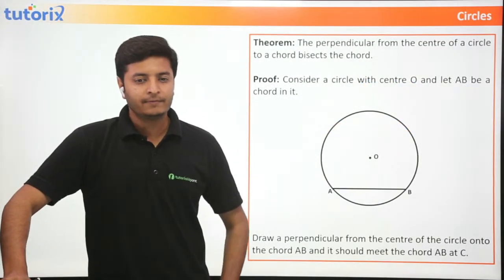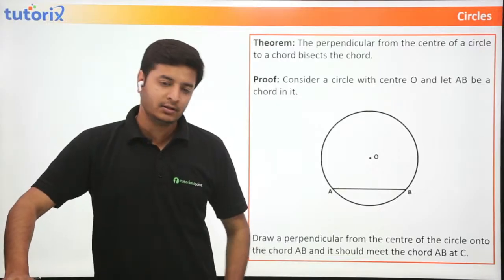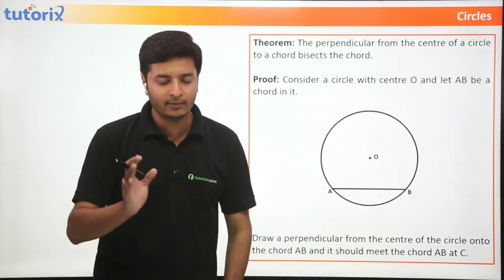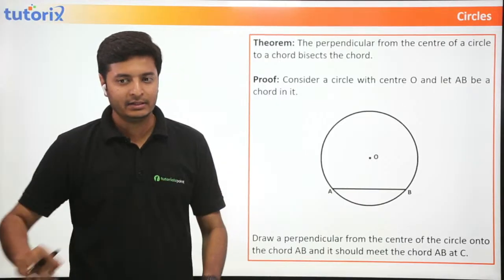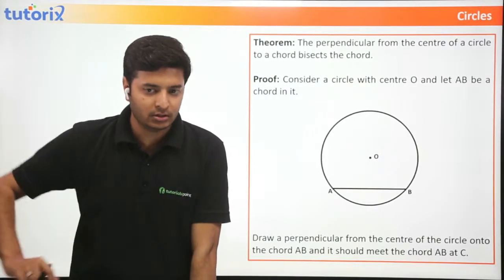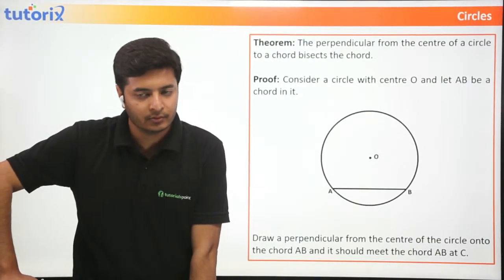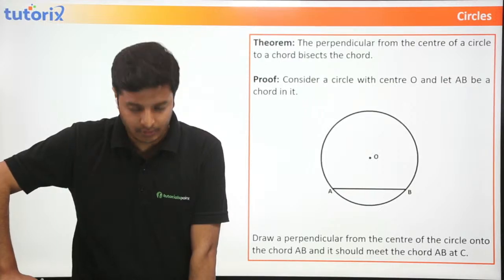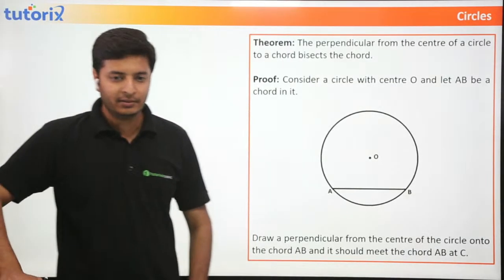Okay. So the first theorem is: the perpendicular from the center of a circle to a chord bisects the chord. First, we need to understand everything that is given in this statement. Do you guys know how to prove this theorem? Okay. First, we need to understand what is given in this statement.